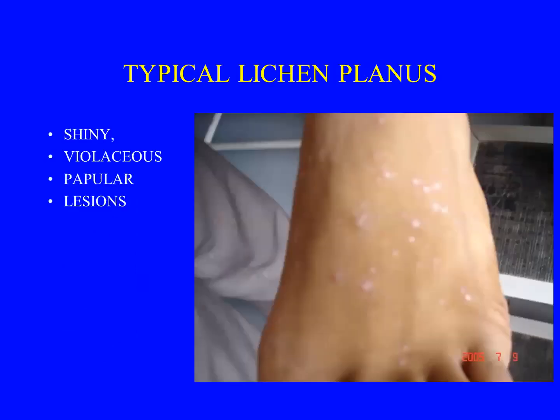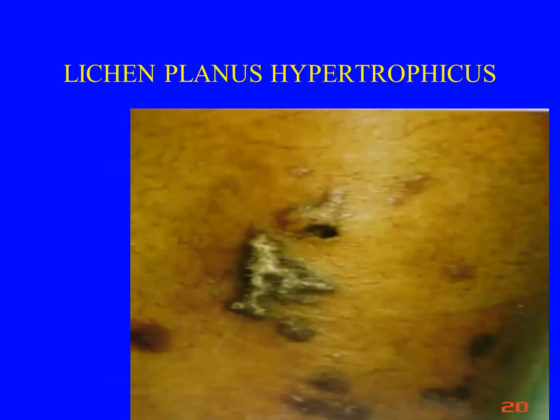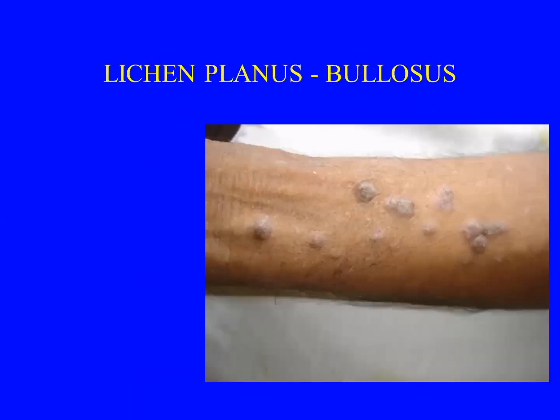If you can appreciate, there is a slightly purplish, violaceous hue in it. Shiny, violaceous papillary lesions. Wickham's striae are whitish striae that are present on the skin, especially on the volar aspect of the forearm. This is lichen planus hypertrophicus, which is, you can see there is hypertrophy present in this. Another picture of lichen planus hypertrophicus. This usually occurs on the shins of the legs.